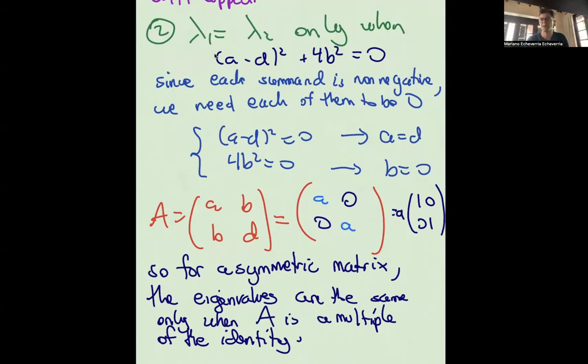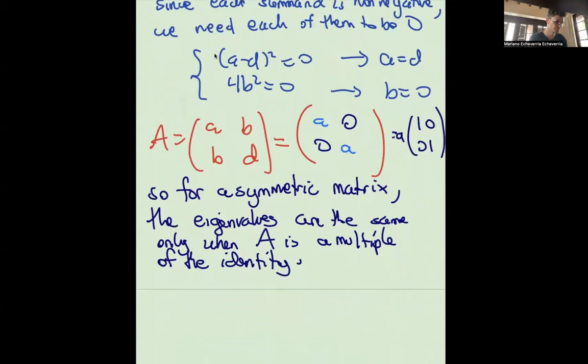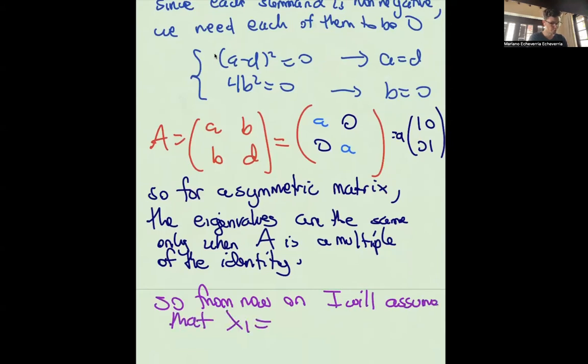So for the remaining part of today's class, I will just assume from now on that lambda 1 is different from lambda 2. And for all the applications that I have in mind, that will also be true, because as you just saw, when the eigenvalues are repeated, this is not too useful. I mean, it's not too interesting. So from now on, I will assume that lambda 1 is different from lambda 2.